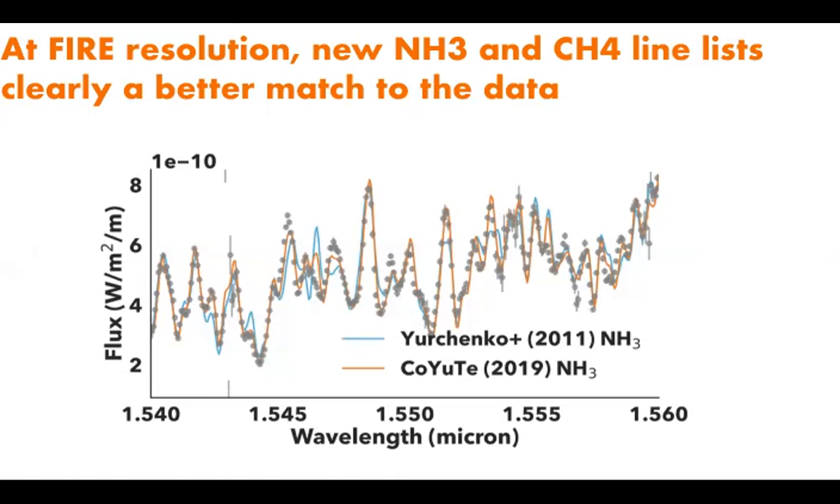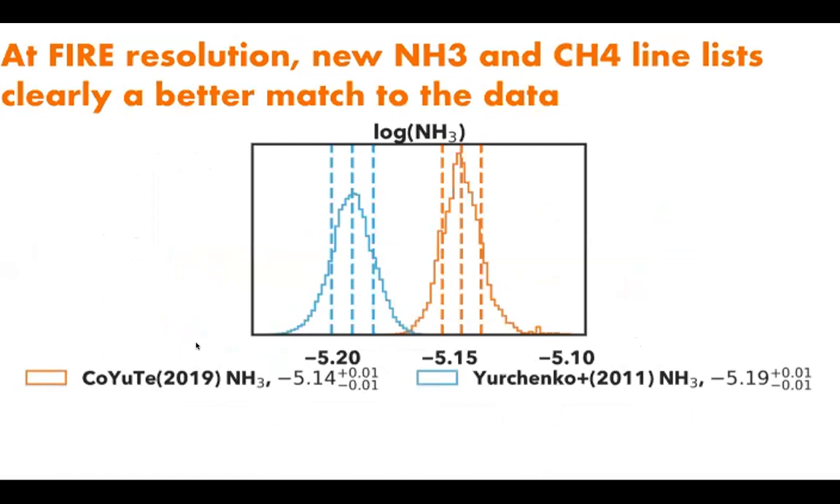from 2019 in orange. So the updated list definitely fits the data a bit better in some parts of the spectrum, like you can see here, but it's not super dramatic, and some of the lines were still not fitting perfectly. But we do see that the different line lists lead to slightly different retrieved abundances. So when we use the maybe more accurate, more up-to-date ammonia line list, we detect more ammonia.